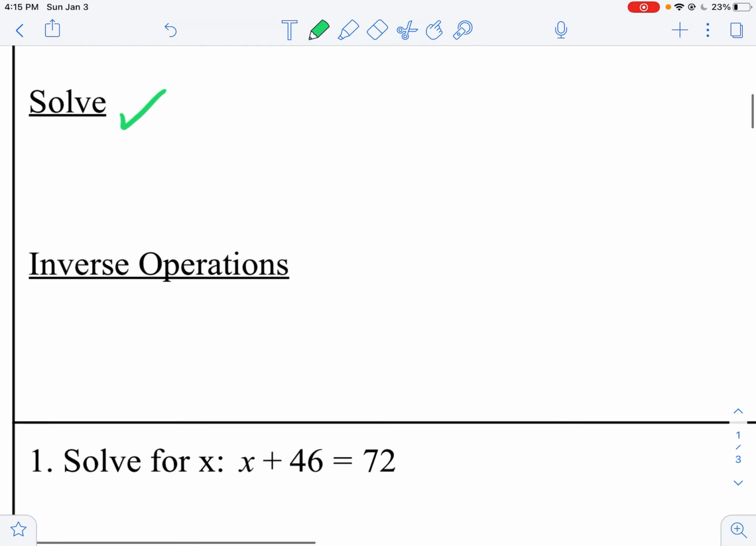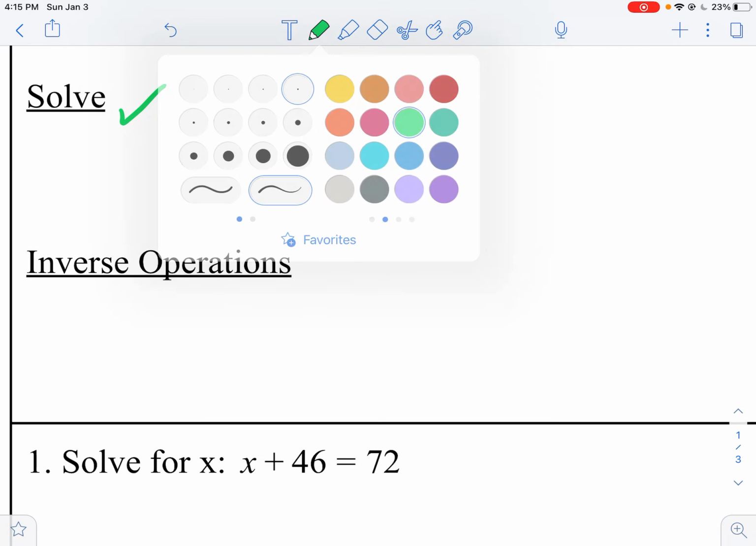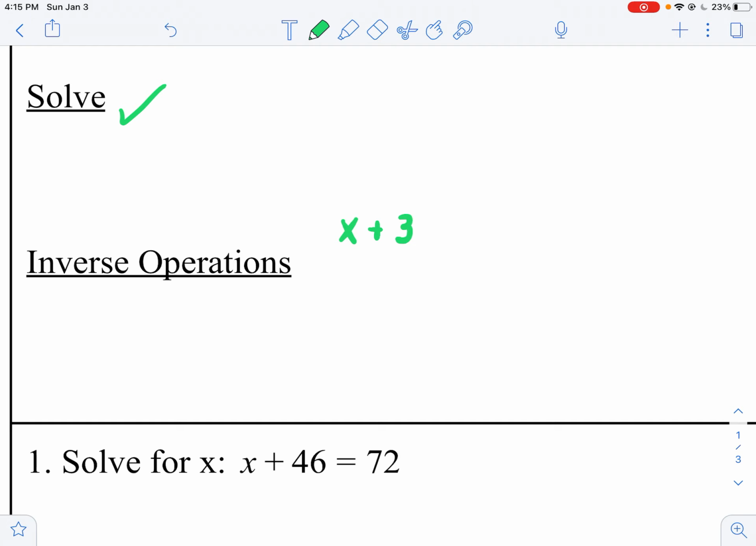Now, the way we are going to solve our equations, and I'm going to just write that question that I wrote up there over here. The method to solve an equation is to use inverse operations. Okay? So we use opposite operations. And what this does is I like to think of inverse operations as undoing. So it undoes the operation that it shows.